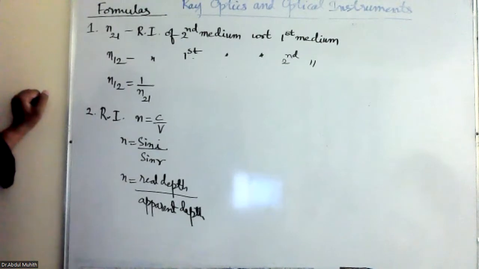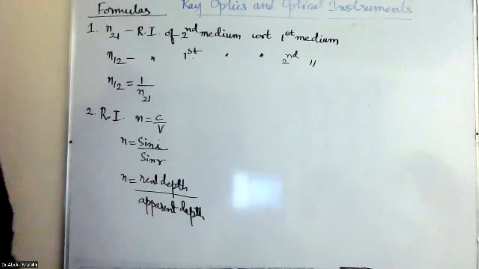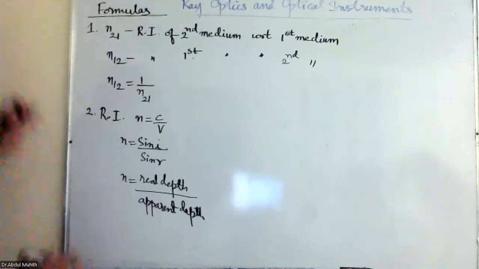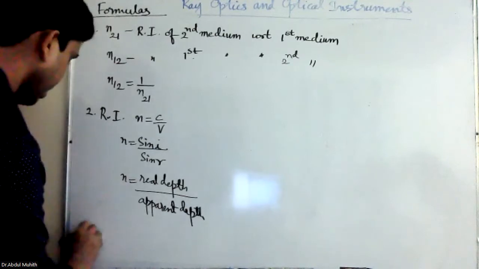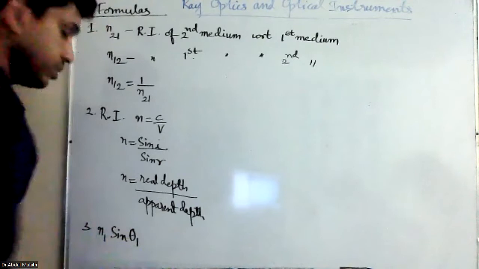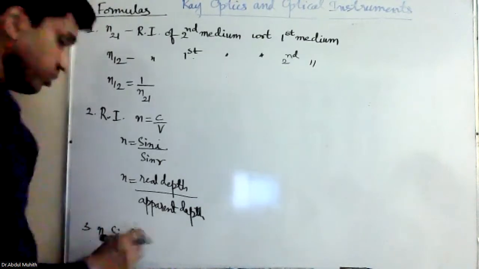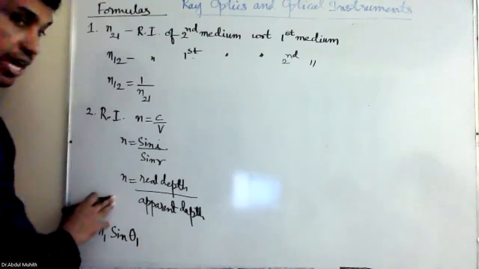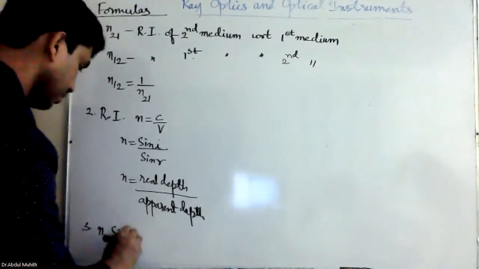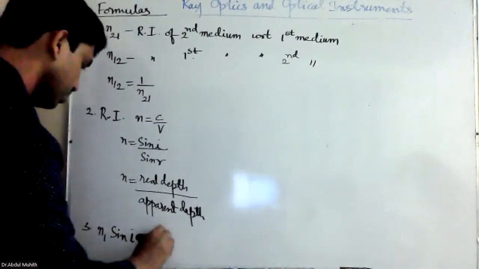Now after that we have the values also. Some standard values are given, and we have one more formula here. That is n1 sin theta 1. If there are two different mediums, other than air, then n1 sin i is equal to n2 sin r.